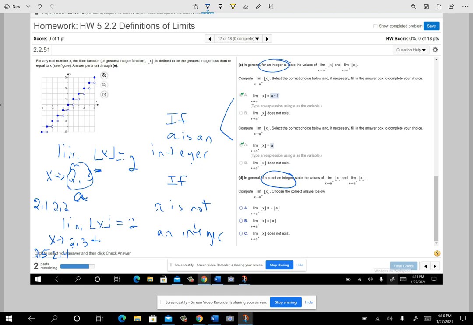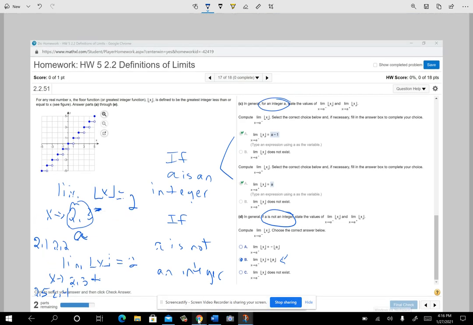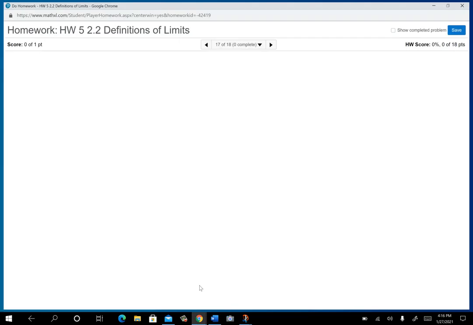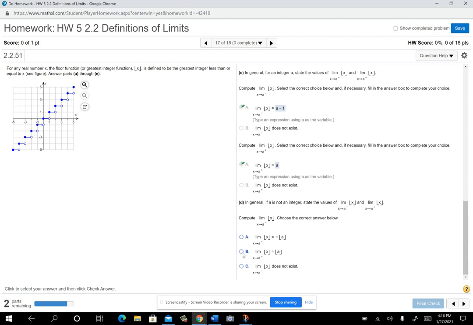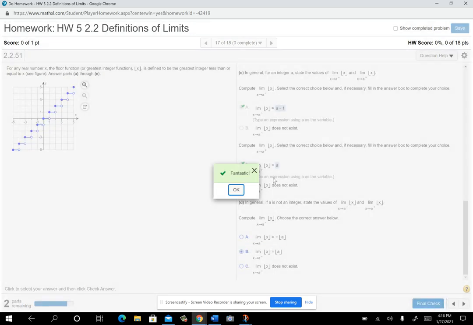That would say that. So that floor function, that's the greatest integer less than or equal to A. So it should be B, should be this guy. Okay. All right, so let me go put that in. So the limit as x approaches A from the left should wind up being the greatest integer less than or equal to. So that should be the floor function. Okay, so let's check that.